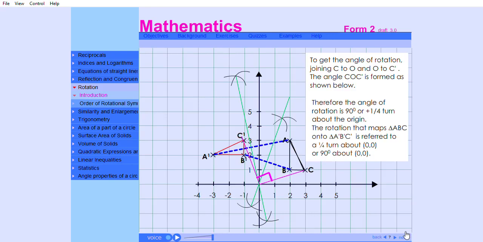To get the angle of rotation, join A to O and O to A1. The angle formed is angle AOA1 as shown below. The angle AOA1 is the angle of rotation and is measured using a protractor from OA through the center of rotation to OA1. The direction the angle is measured is anticlockwise and is 90 degrees in an anticlockwise direction. Therefore, the angle of rotation is 90 degrees or positive quarter turn.